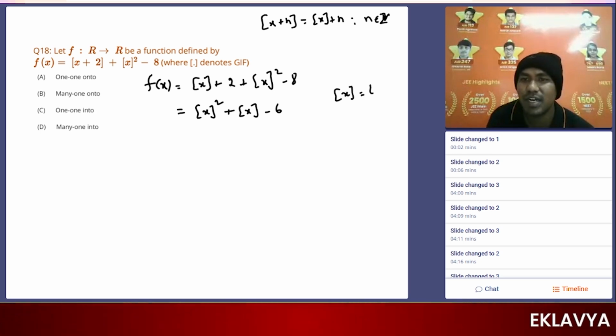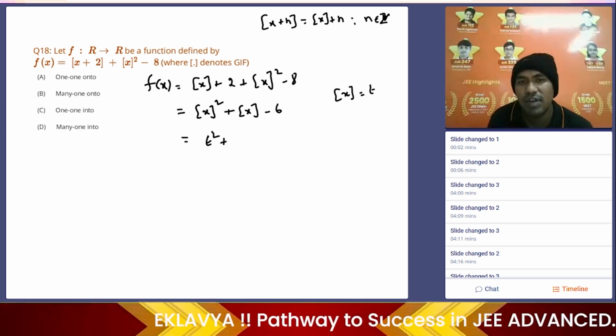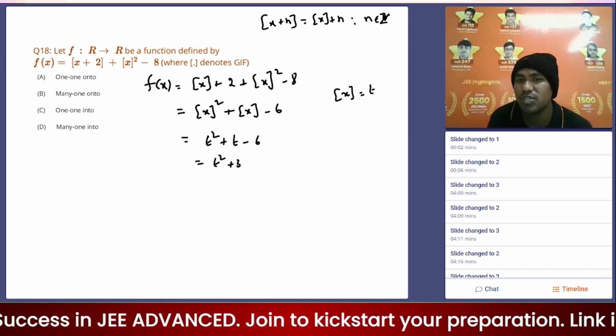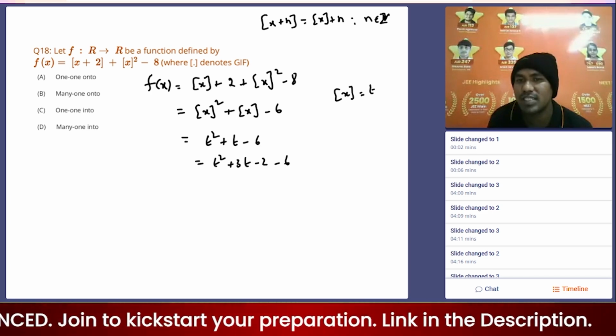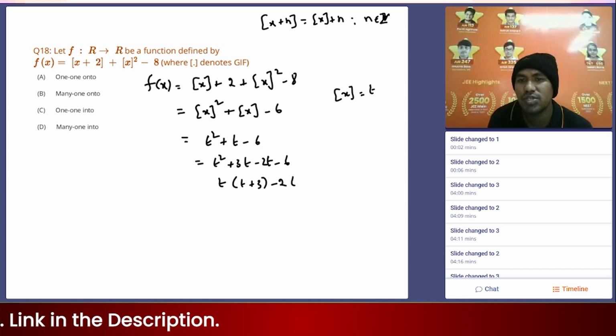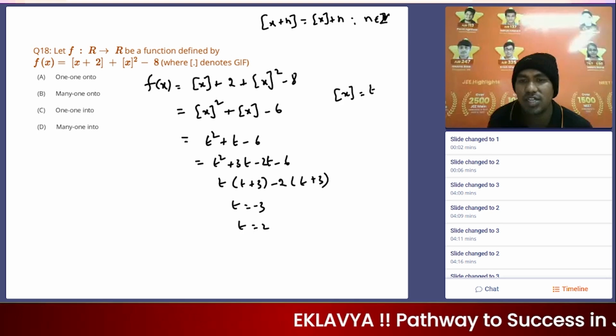If I take [x] equal to t, some t, then what will happen here? It will become t² + t − 6. Then the roots: t² + 3t − 2t − 6, that is t times (t + 3) minus 2 times (t + 3). That means you are getting t = −3 and t = 2.